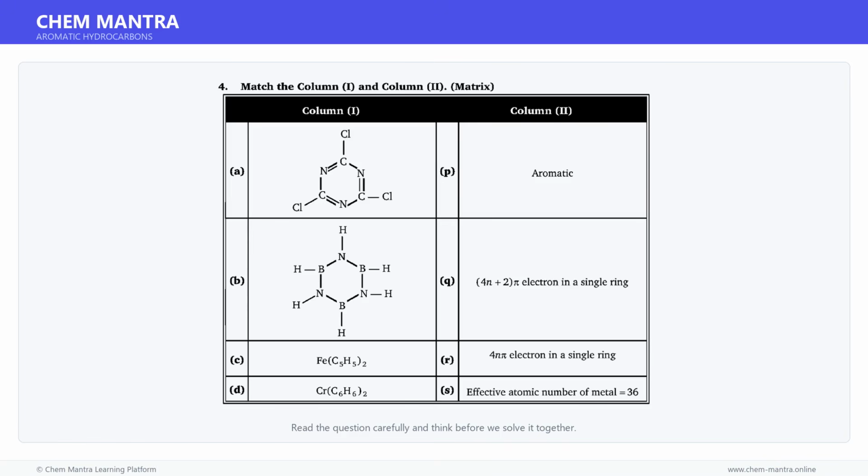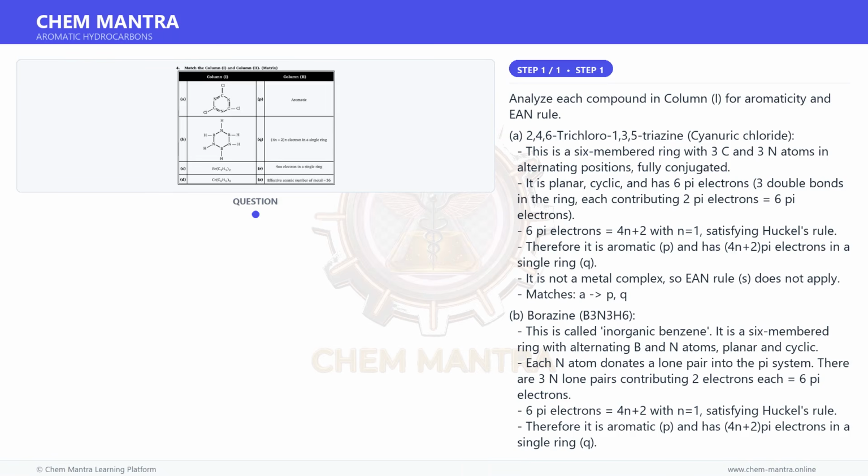Here is a question. Read it carefully and think about the answer. Let us solve it step by step. Let us begin solving this step by step. Analyze each compound in column I for aromaticity and EN rule.